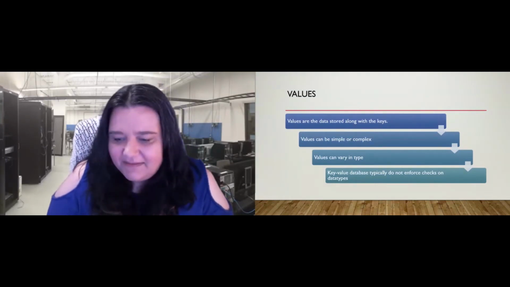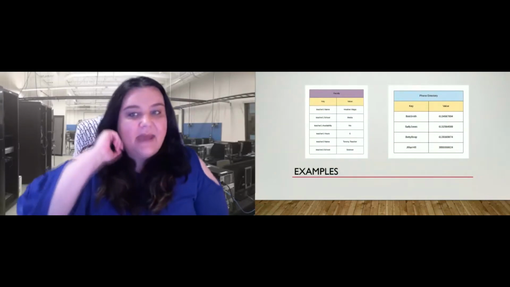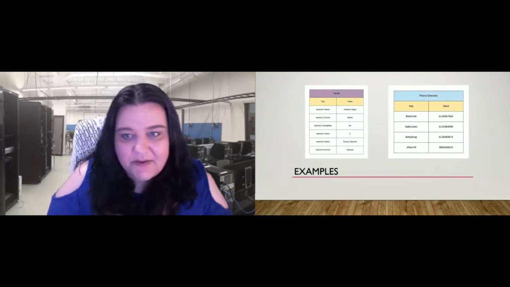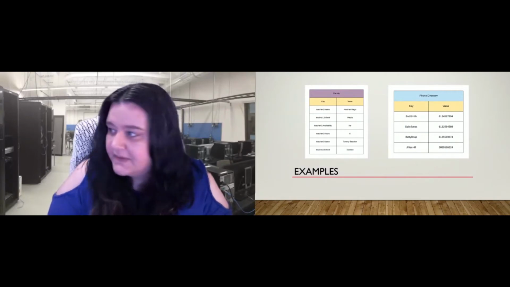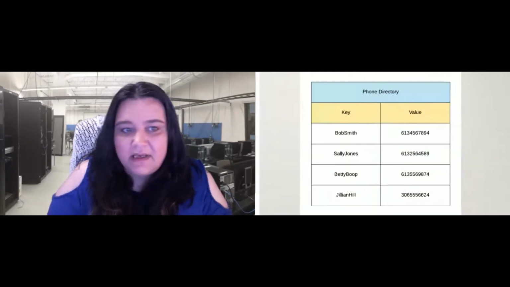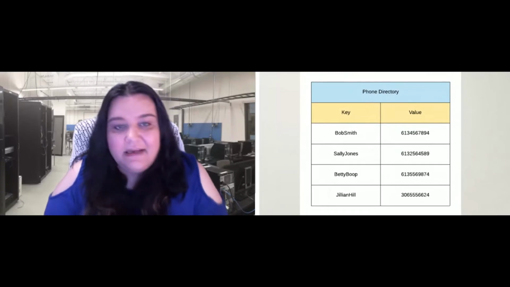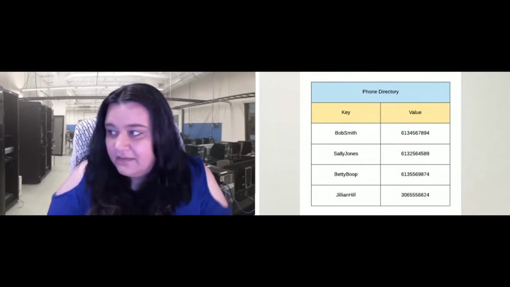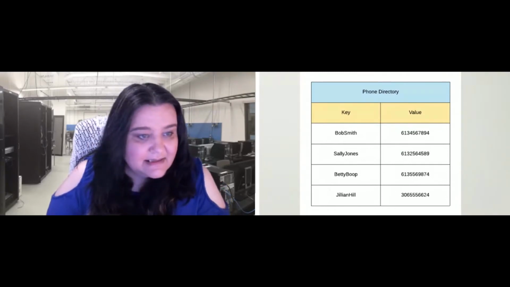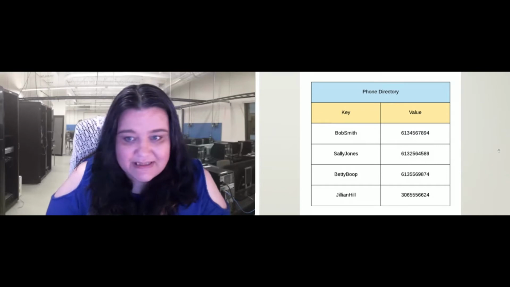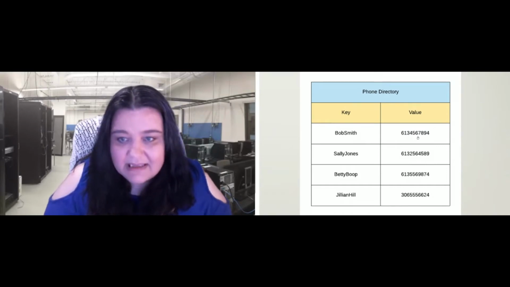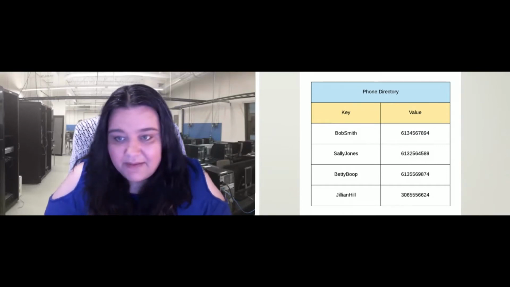Okay. So carrying on, we have a couple of examples. I don't know how well we can see those, but let's just have a zoom in here at the phone directory. So this is a key value, and we can see that the key in this case is Bob Smith, and the value is the phone number. So that's a very simple example of a key value.